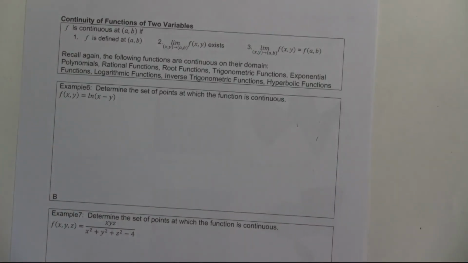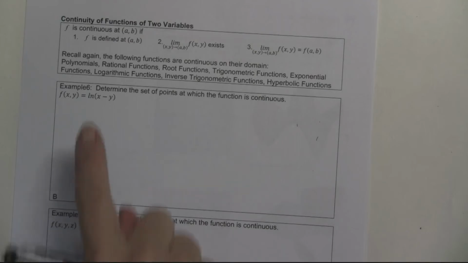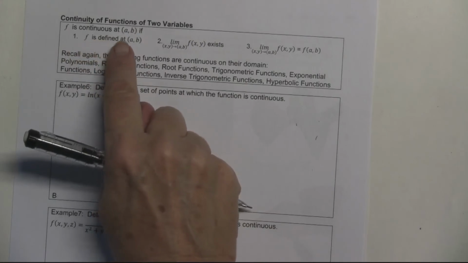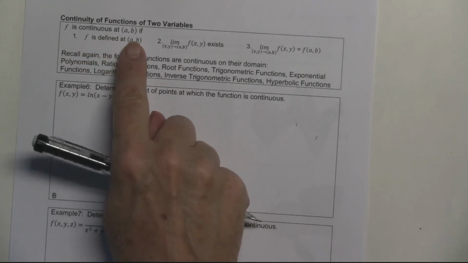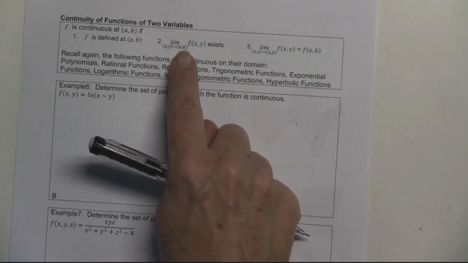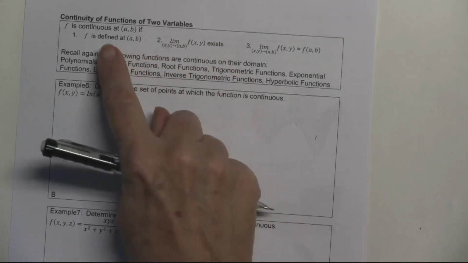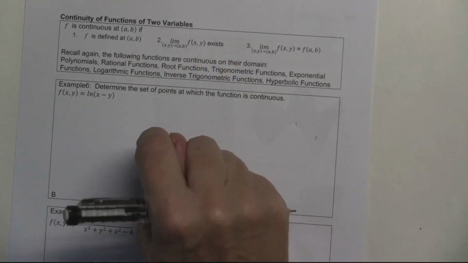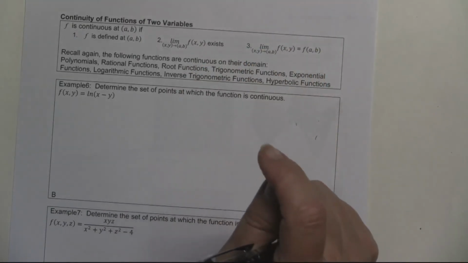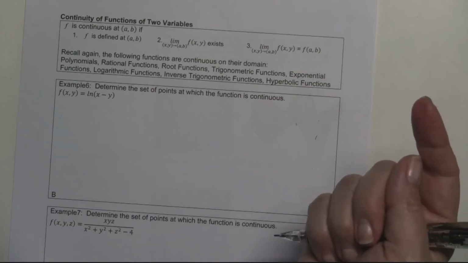So the next thing they talk about is continuity. They tell us that f is continuous at (a, b) if f is defined at the ordered pair (a, b), and the limit as (x, y) approaches (a, b) of f(x, y) exists. So this is like the continuity checklist they gave us in Calc 1, and the two have to be equal to one another.